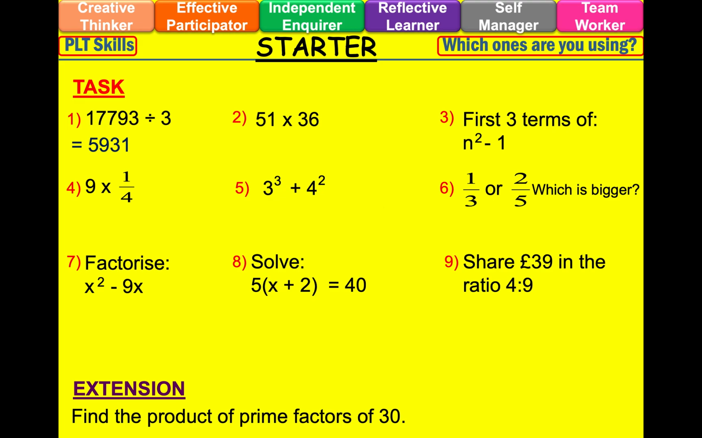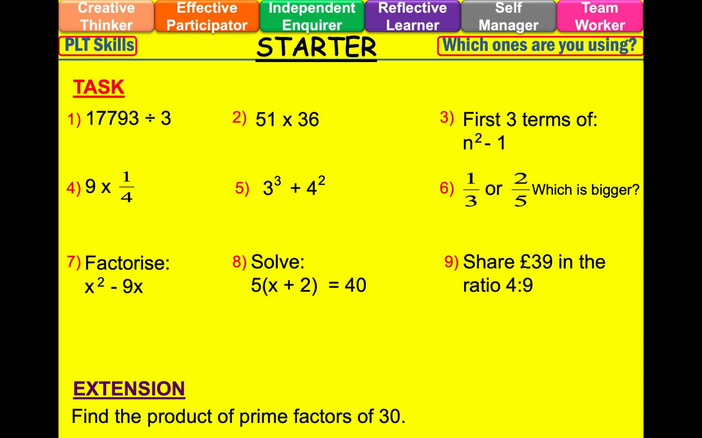Okay, before we get on to the lesson, I want you to do a couple of question starters, and see how many questions you can do from 1 to 9. First one is pretty easy, 17793 divided by 3. So I want you to work out how to divide. Second question, 51 times 36. Have a go at this. Whichever method you've learned is fine.